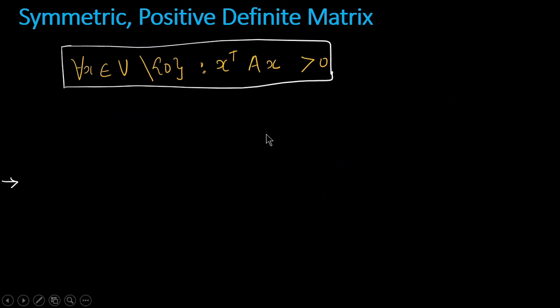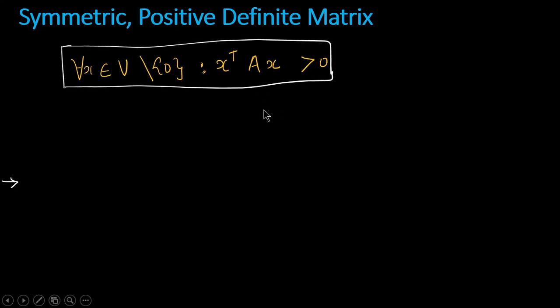Then, symmetric positive definite matrix. So we have to choose a matrix like this in order to define an inner product function, or that mapping function can be represented in terms of a matrix. So that matrix should be symmetric positive definite. So let's check this condition. For all x belongs to V minus the set 0, that means all the non-zero vectors, such that x transpose Ax is greater than 0.